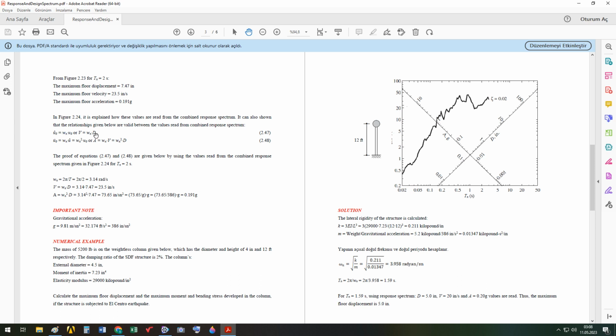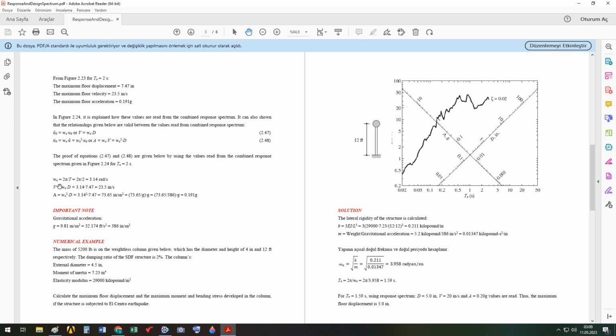Here U0 and D are the same, the maximum floor displacement. U0 dot is the velocity, the maximum floor velocity. The ratio between maximum floor velocity and maximum floor displacement is omega n. Similarly, the ratio between maximum floor velocity and acceleration is again omega n. So the ratio between maximum floor acceleration and displacement is the square of omega n.